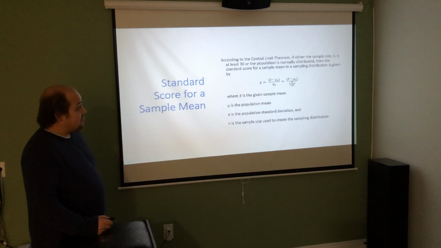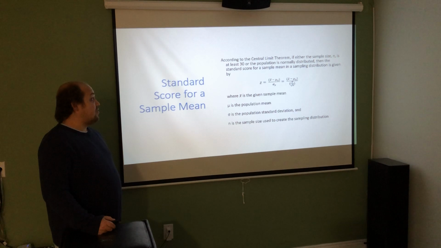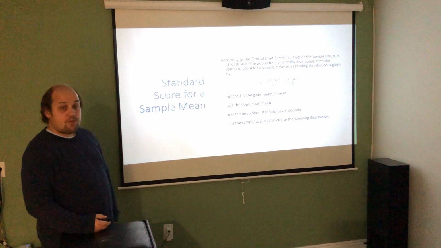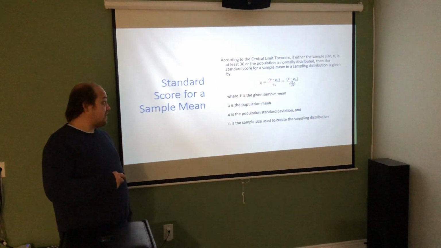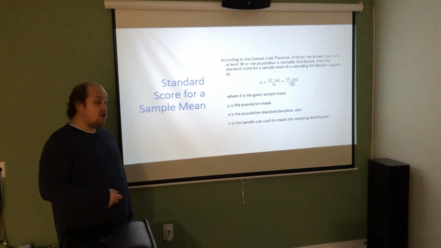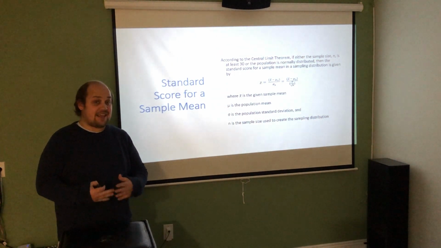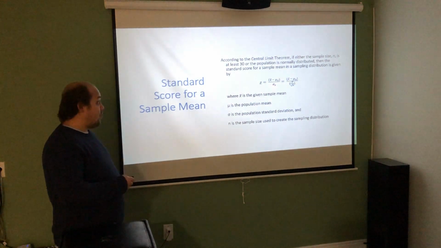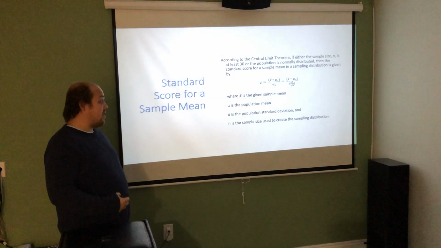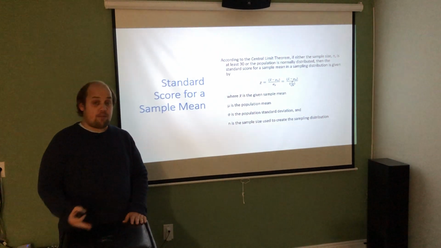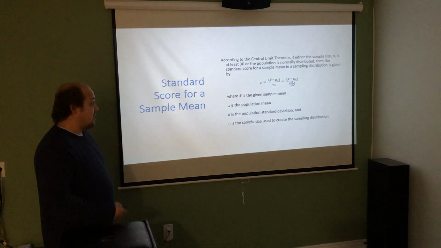According to the central limit theorem, if either the sample size n is at least 30 or the population is known to be normally distributed, then the standard score for a sample mean in a sampling distribution is given by... It's basically the same exact formula as what we had before. We're changing the z-score formula. Instead of writing just x, it's x bar, because really we're taking a number of different observations and then taking the mean of those observations. So x bar is a sample mean that we're given, and we're trying to find the probability that the sample mean is above or below this number, or between these two numbers.